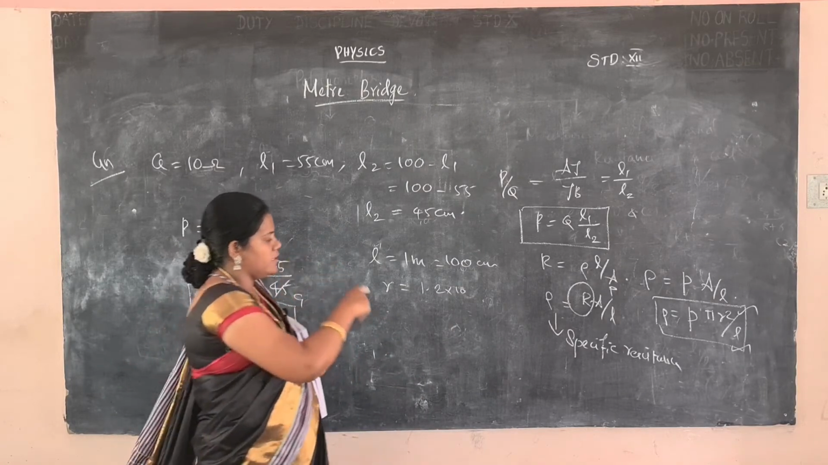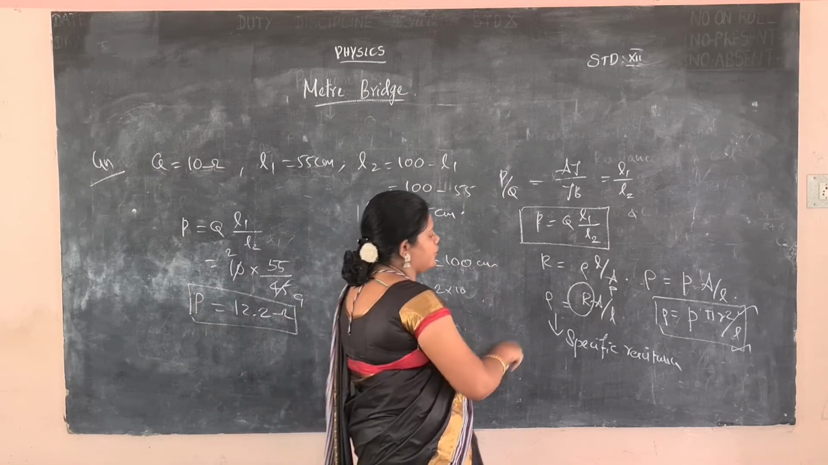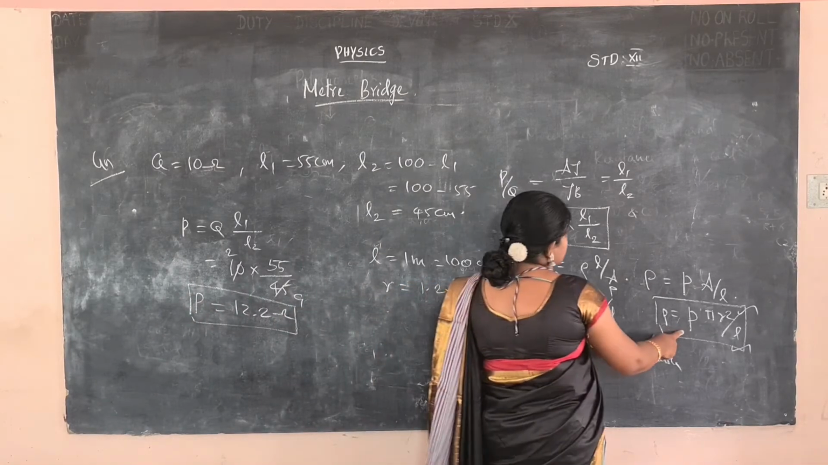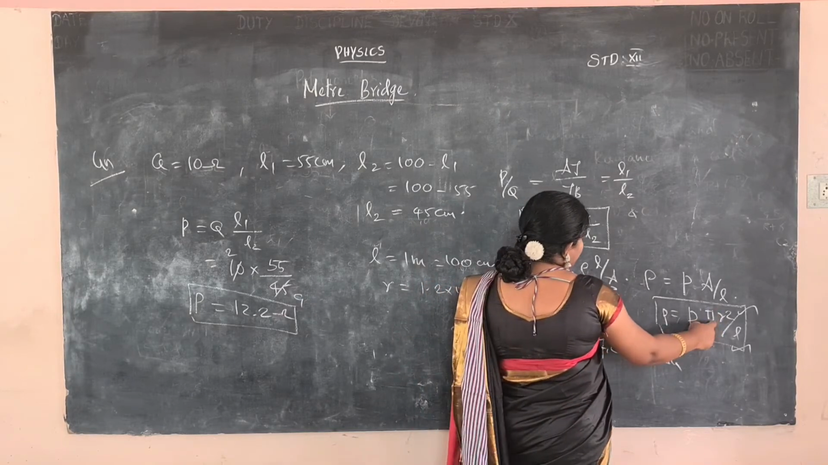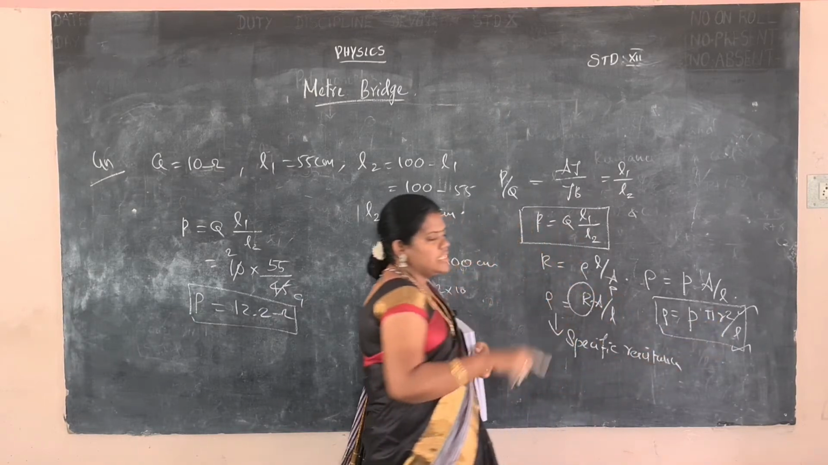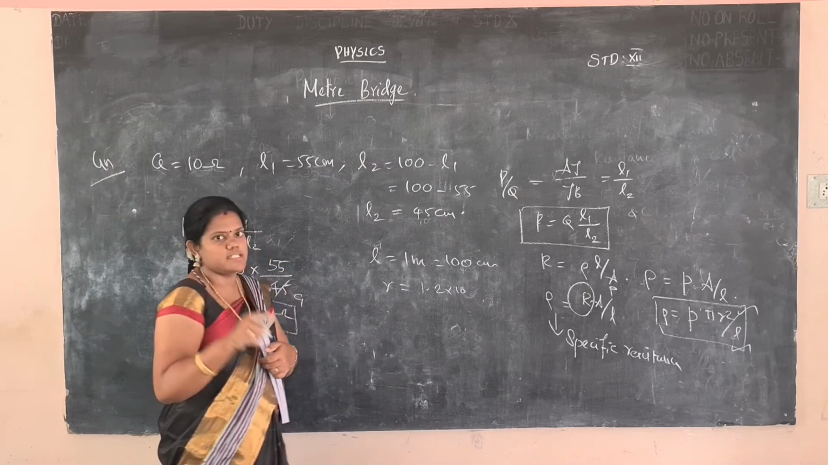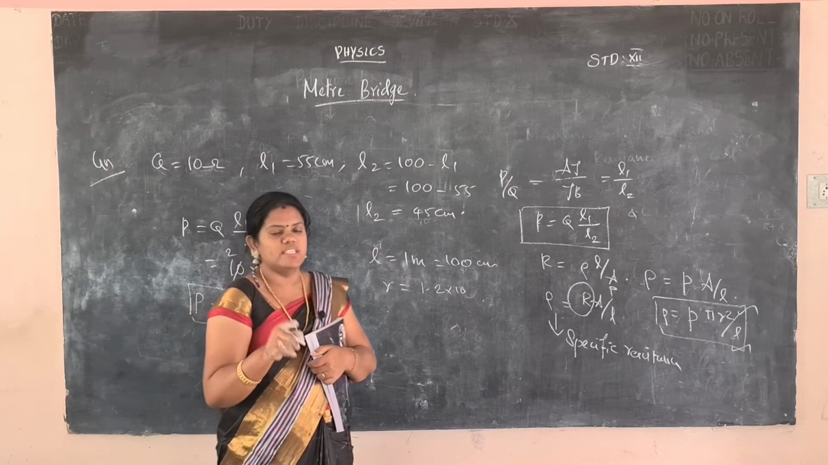So the radius will be measured by screw gauge, that value is taken, and substitute the unknown resistance, substitute the pi value 3.14, and substitute the radius of the wire and the length of the wire. So we easily find out the specific resistance by using the meter bridge.